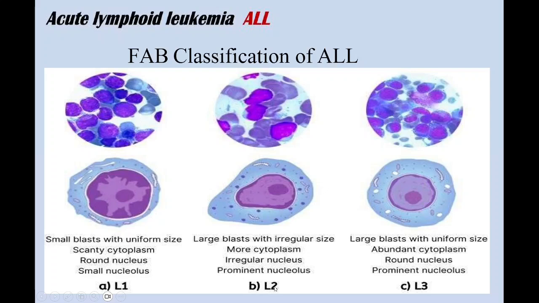In the L2 lineage, it's very easy to identify in the blood film because the blast size is large with irregular size and more cytoplasm. See, when we compare the NC ratios, the cytoplasm is more, with a prominent nucleus. L3: large blast with uniform size, abundant cytoplasm, round nucleus, prominent nucleolus.